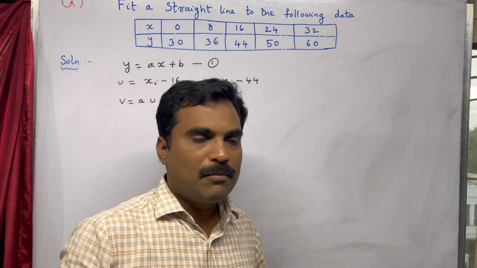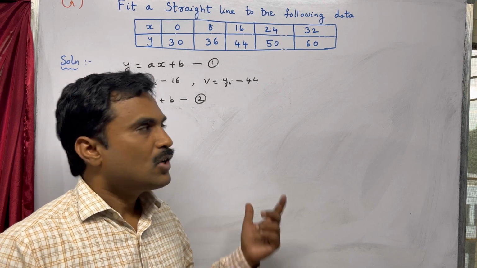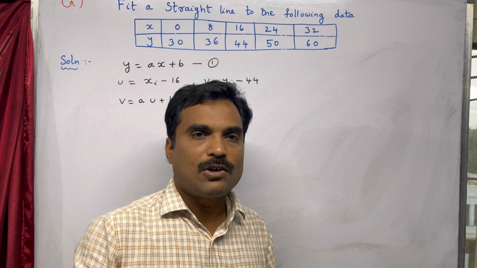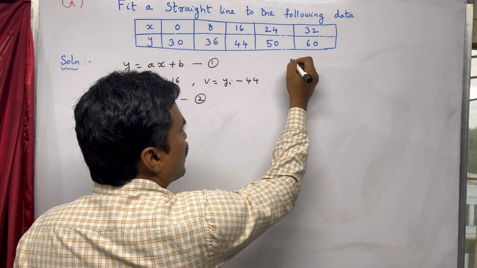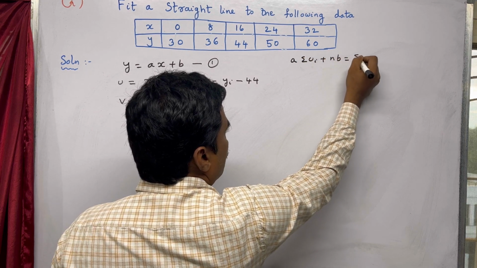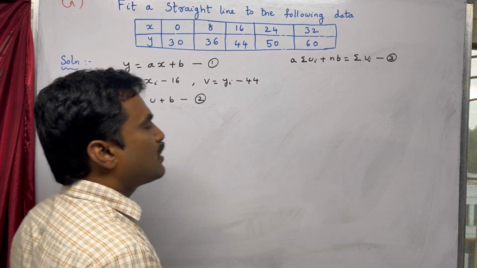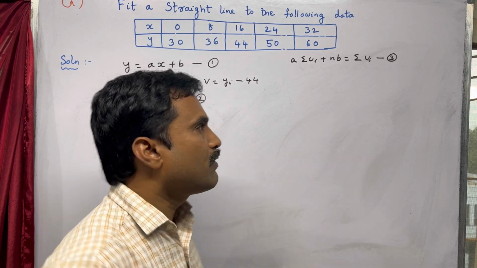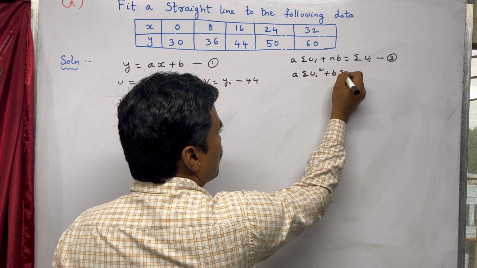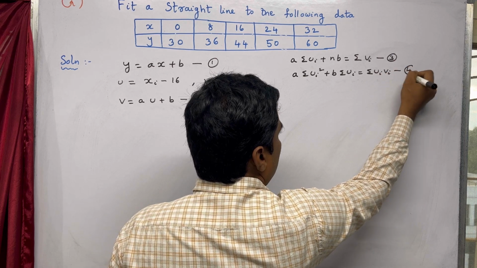Now we are going to form a tabular column because we are going to write the normal equations. Since we have changed the variables x and y into u and v respectively, the normal equations will also change. The first normal equation will be a into sigma ui plus nb equal to sigma vi. We number this as equation number 3. The second normal equation will be a into sigma ui square plus b into sigma ui equal to sigma ui into vi. We number this as equation number 4.